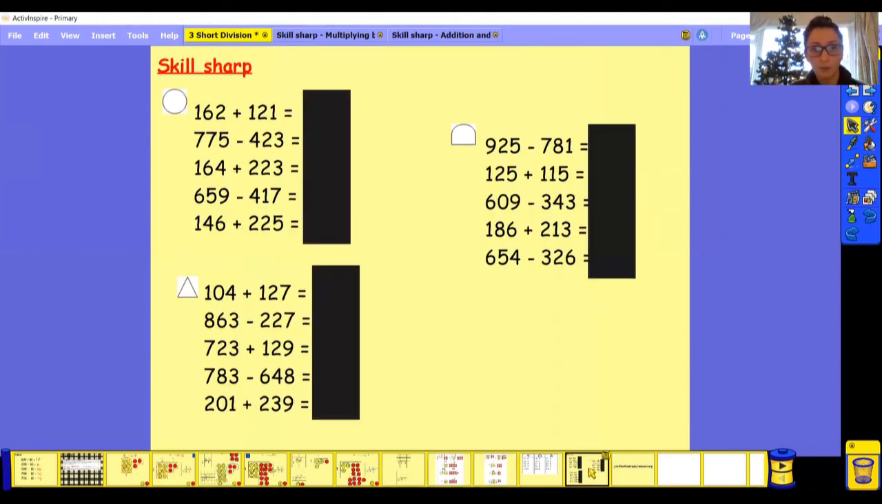However, we still have one bit left to go, and we have our skill sharp, okay? So today we're doing adding and subtracting, so look very carefully at what the operation says, okay? So have a quick pause and have a go at it, and I'll show you the answers in a couple of seconds.